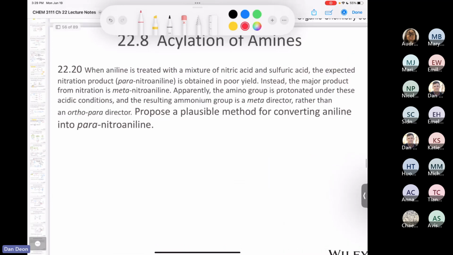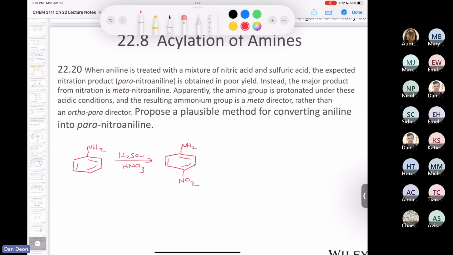So there you go. So with all that in mind, let's see if we can tackle a problem here. It says, when aniline is treated with a mixture of sulfuric acid and nitric acid. So this is what they're saying. I'll write it down here in red. If you take aniline and you treat it with sulfuric acid and nitric acid. So this is the conditions for nitration, okay? The expected nitration product, so you would expect that you would get para-nitroaniline, okay? So you would think, I'll get this compound, but in fact, you don't get it.